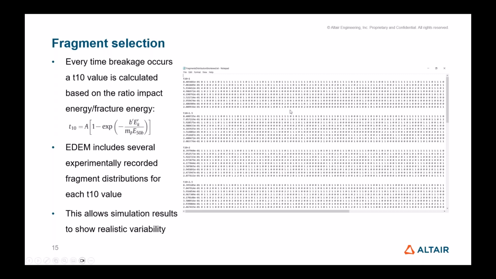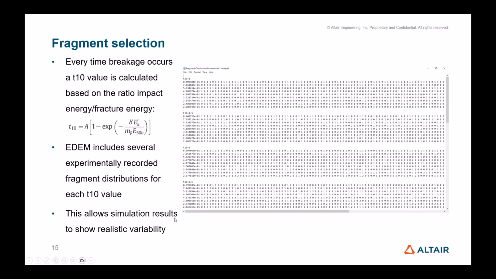So what you can see on the right side, this image here, which in that case is a text file, this is actually inside EDEM, and you can see that T10 equals 1, 1.5, 2, 2.5, and there is an immense list of T10s, and each T10 has several combinations of fragment numbers and sizes. This first column is a percentage of the particle volume, and each number here is the number of fragments that will have this volume after they are created.